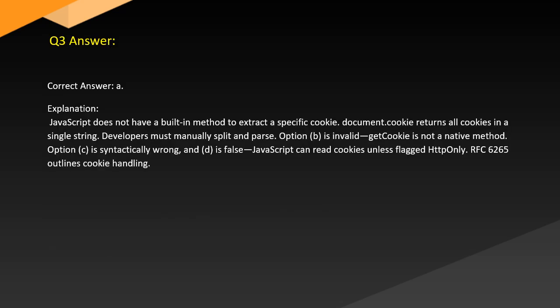Answer. Correct answer: A. Explanation. JavaScript does not have a built-in method to extract a specific cookie. document.cookie returns all cookies in a single string. Developers must manually split and parse. Option B is invalid; getCookie is not a native method. Option C is syntactically wrong and D is false. JavaScript can read cookies unless the HttpOnly flag is set. RFC 6265 outlines cookie handling.